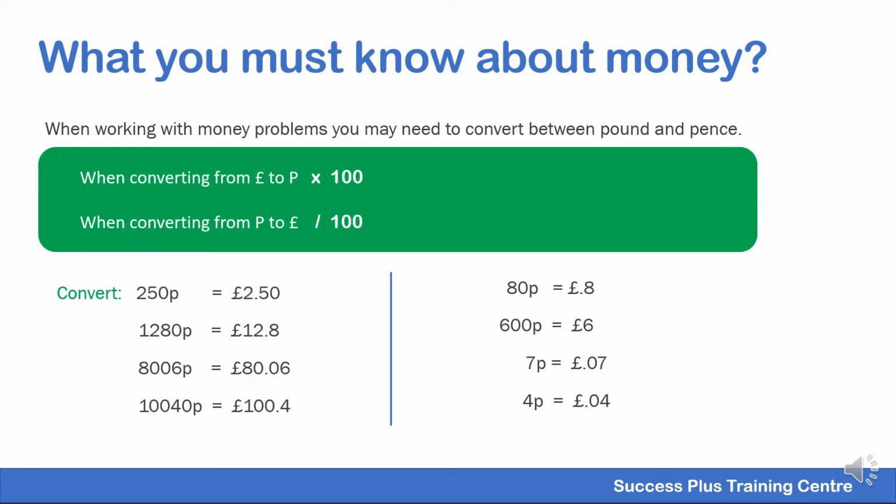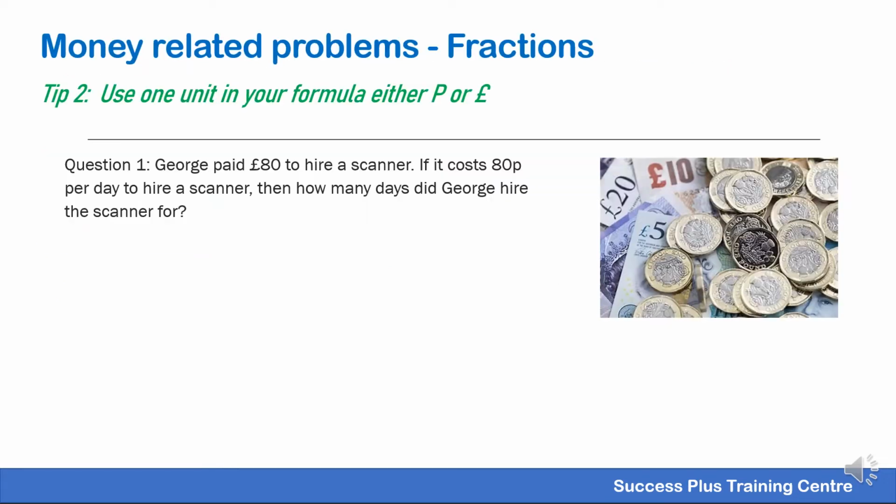When converting from pound to pence, you have to times by 100. And when converting from pence to pound, you have to divide by 100. Below are some examples. Now let's start with tip number 2.